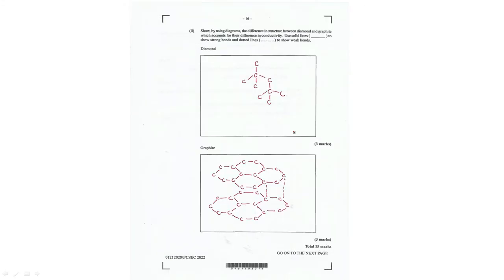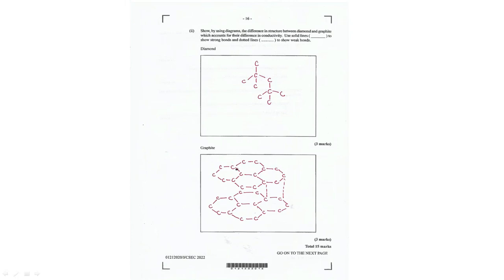It says, show by using diagrams the difference in structure between diamond and graphite, which accounts for the difference in conductivity. Use solid lines to show strong bonds and dotted lines to show weak bonds. So here we have diamond. Diamond is a tetrahedral structure, and you have that central carbon, and you have the bonds here between other carbons. All the electrons are involved in bonding, so there are no free electrons to allow electricity to flow through diamond.